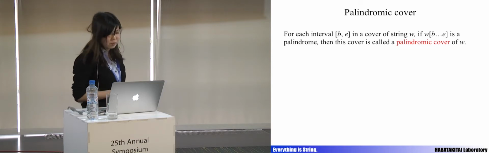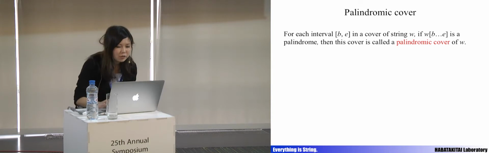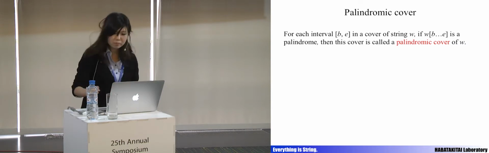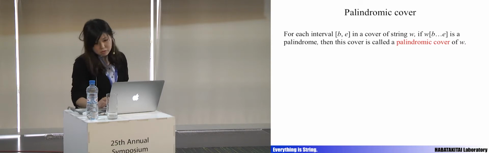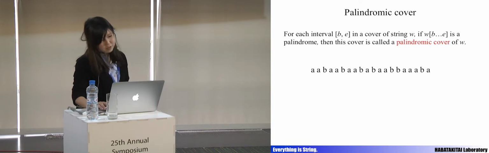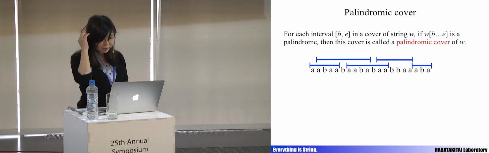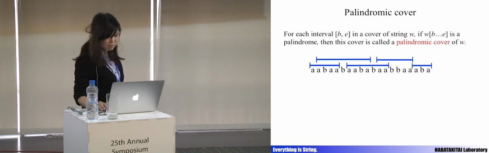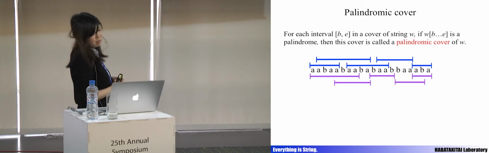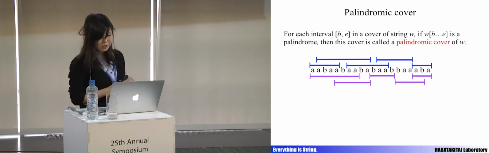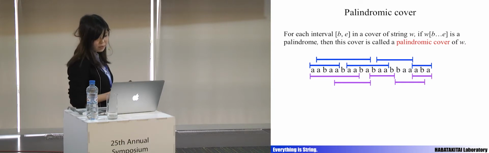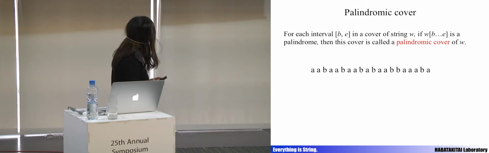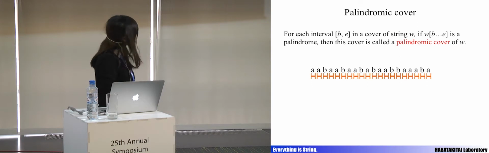This is the definition of palindromic covers. If the substrings corresponding to the intervals in the cover are palindromes, then it is called a palindromic cover. A string can have many palindromic covers. For this string, an example of a palindromic cover is this. Remark that all intervals correspond to palindromes. Another example of a palindromic cover is this. All these purple intervals correspond to palindromes and cover all the positions. Note that every string has at least one palindromic cover, because a single character is a palindrome.